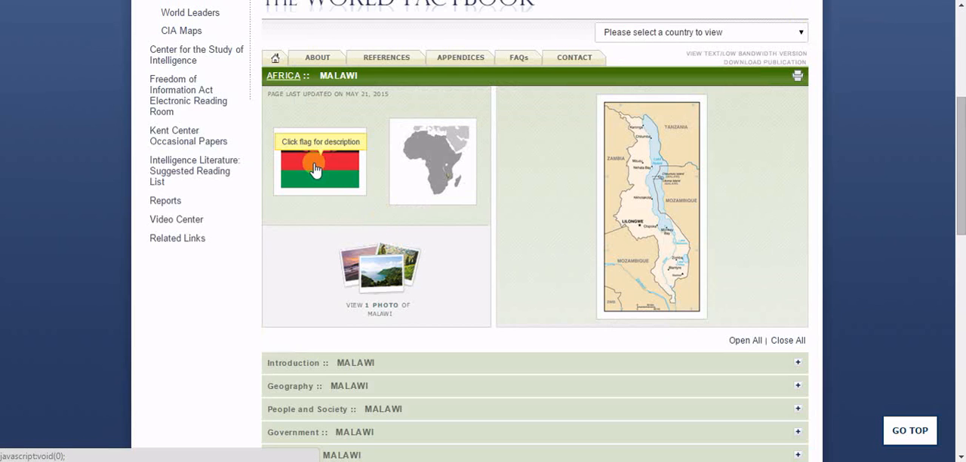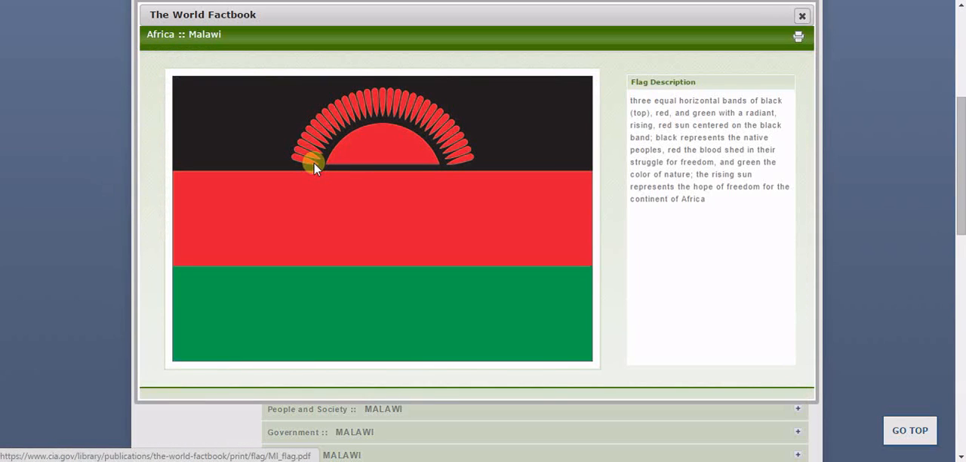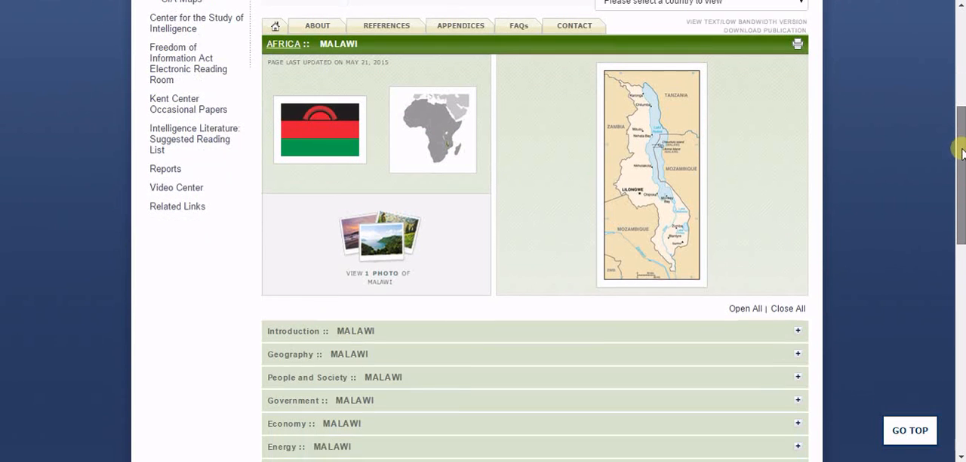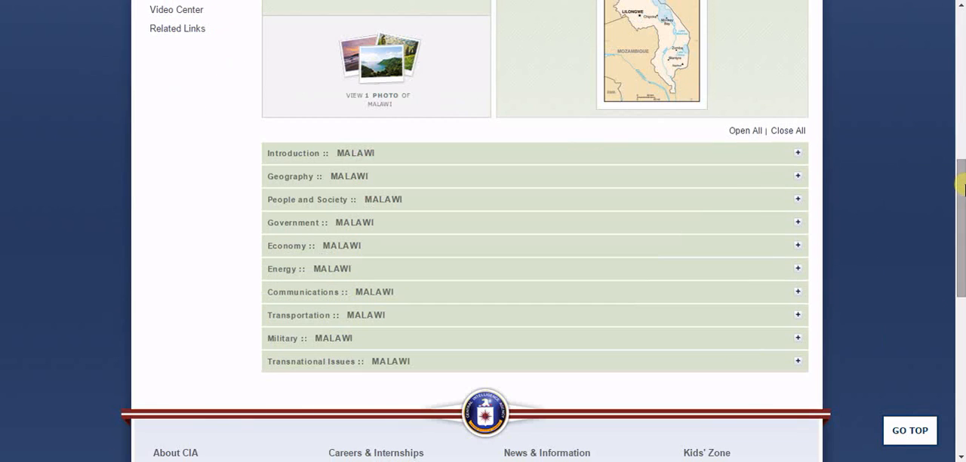There's also a picture of the flag, and if you click on this, it will also give you a description of the flag, and it also tells you what the different symbols mean. So the black represents the native peoples, the red, the blood shed in their struggle for freedom, and green, the color of nature. The rising sun represents the hope of freedom for the continent of Africa. So it's a really neat way to get to understand the people and the culture through those details.